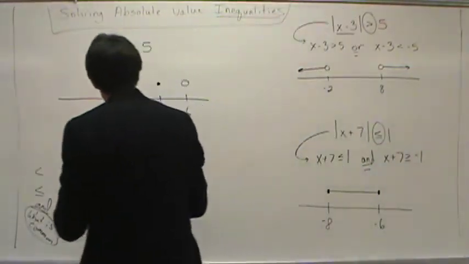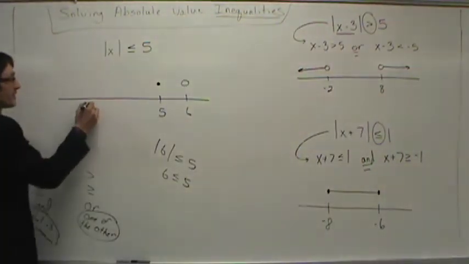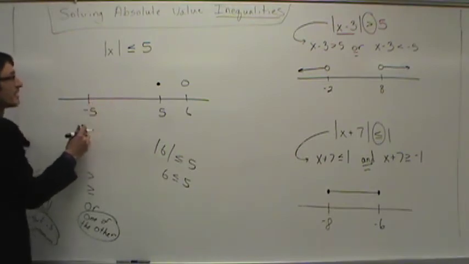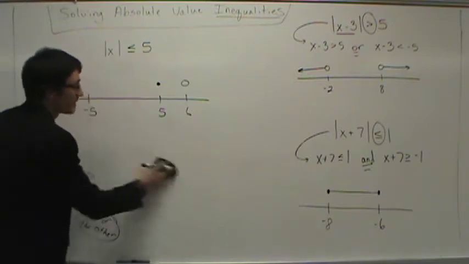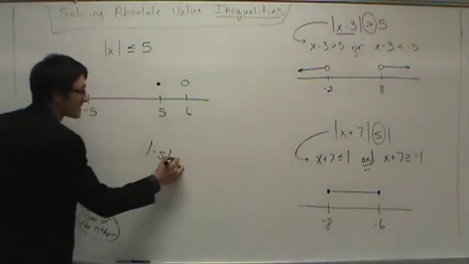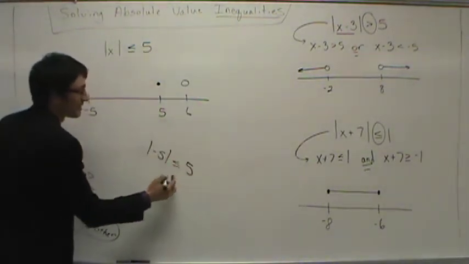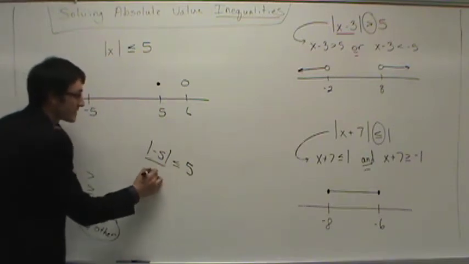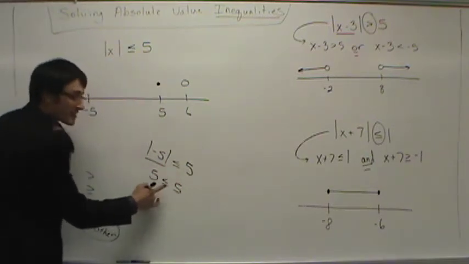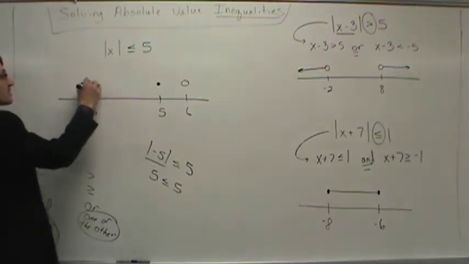Now, here. Does negative 5 make it true? Yes. Let's look. Absolute value of negative 5, is that less than or equal to 5? Yes. Why? Because the absolute value of negative 5 is 5. 5 is less than or equal to 5. That's true. So does negative 5 make it true? Yes. Put a closed dot.